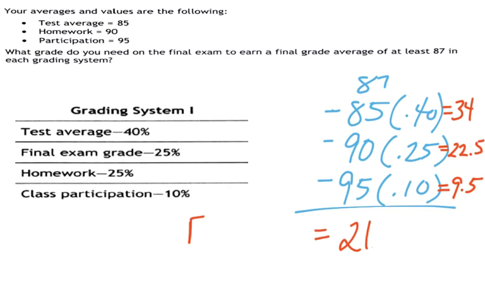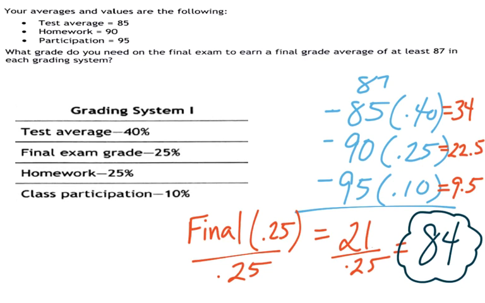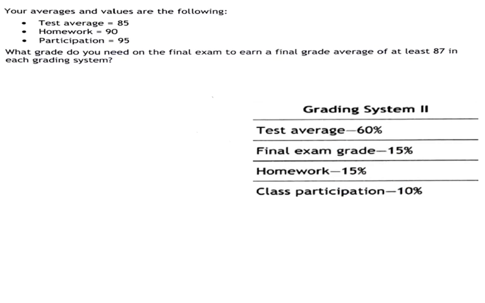And that is the final exam times its percentage, which is 0.25. And then the way to get the final exam grade is divide by 0.25. And dividing by 0.25 is the same as multiplying by 4. So here we have to have an 84 on our final to make sure we have at least an 87 in the class. Alright, so I'm going to do the same thing with grading system 2 and see which grading system is better for this situation. Here we go.